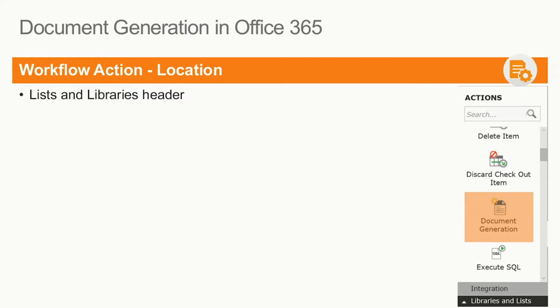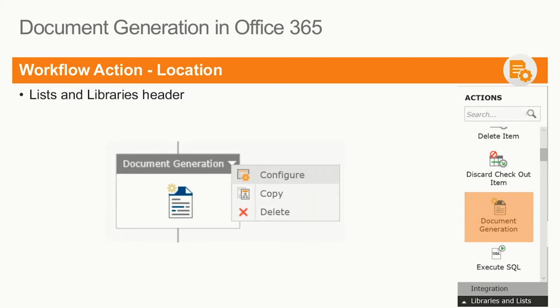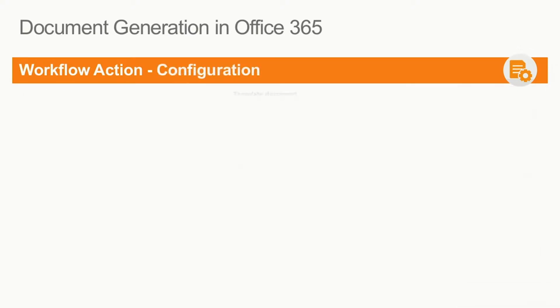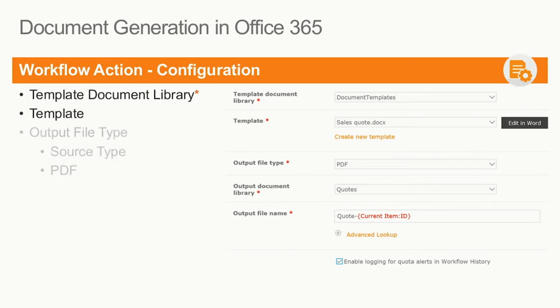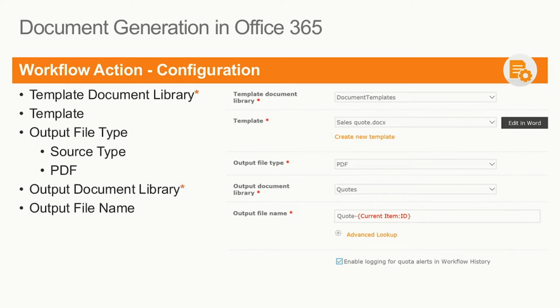Inside of the Libraries header inside the action itself, the document generation action really starts getting into various configuration options that you need to take into account. The first one is probably the most important, as far as where your actual template document library is going to be housed. The biggest important part about both the template library and the output library is they have to exist inside of the site that you're actually running the workflow in.